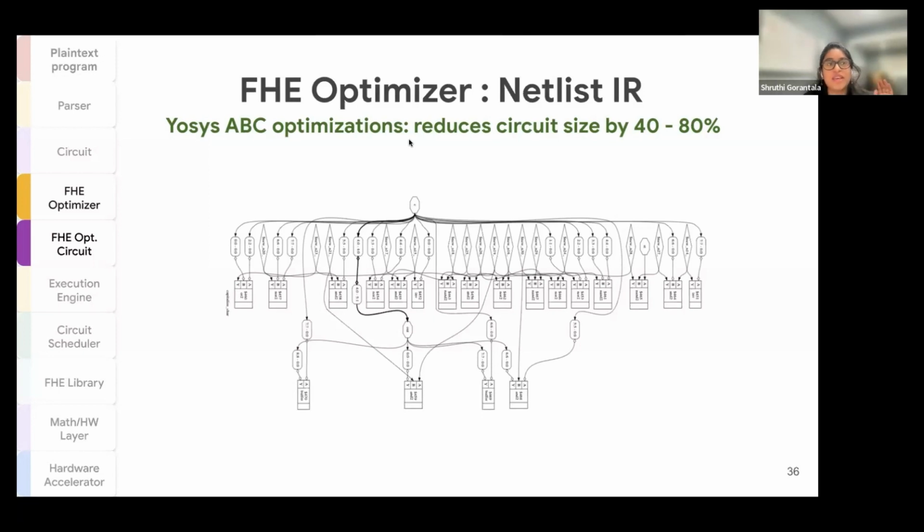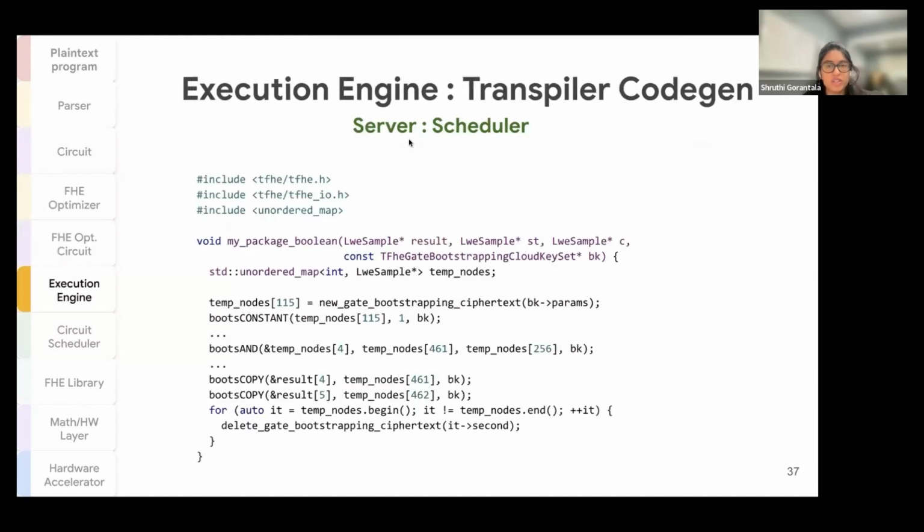Okay, so now we have our plaintext program. We converted it into a combinational circuit. We optimized it to the minimum possible program. The next part is called the execution engine. Now, in traditional compilers, execution engines usually take that optimized circuit and run it on CPU, GPU, what have you. But in the FHE world, the execution engine is not actually running AND gates directly. It's actually running ciphertext AND gates.